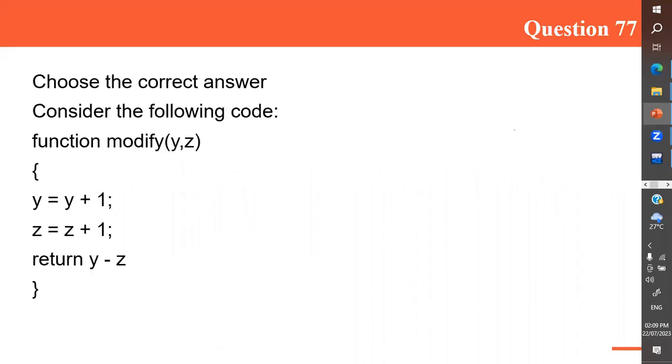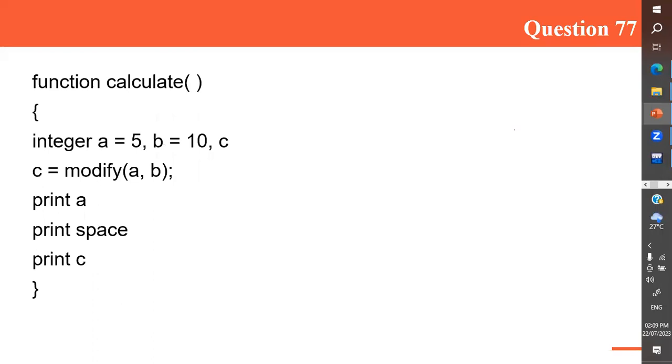Okay, see this question everyone. These are a series of questions. It's not one question. The first slide will be fixed, and the second part of the question will keep changing. I hope you understood this one. We are just taking two parameters y and z, incrementing the y value by 1 and the z value by 1, and we are doing y minus z and returning it.